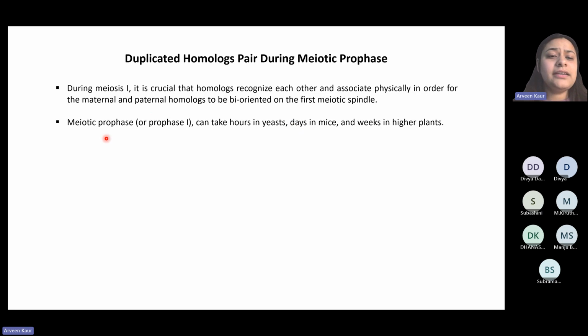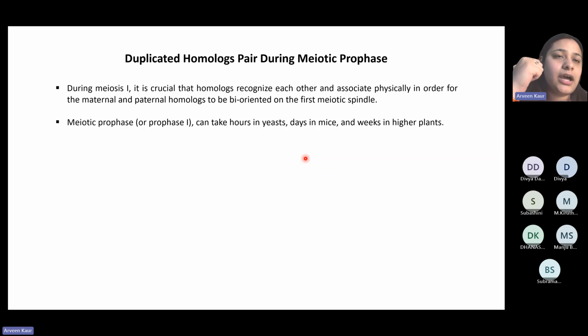Right? Then meiotic prophase, or prophase 1, can take hours in yeast, and it can take days in mice, and it can take weeks in higher plants. And for eggs, we know that it can even take years, right?